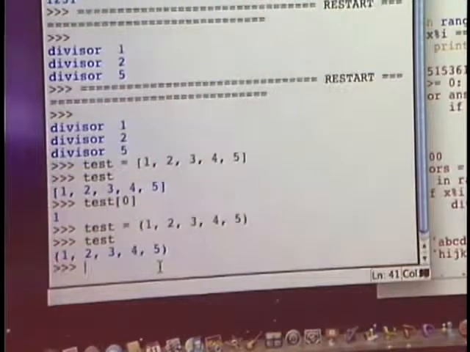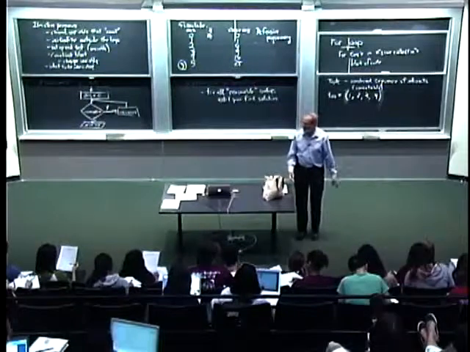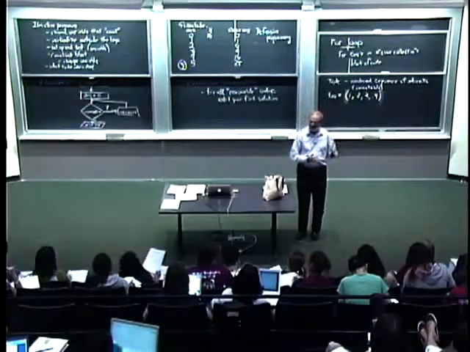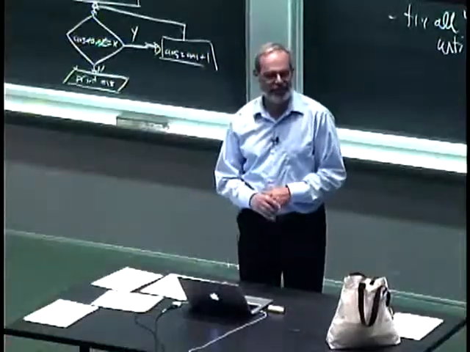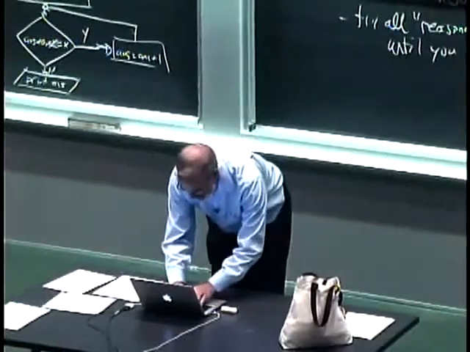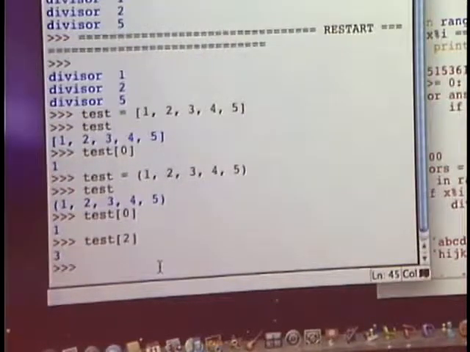Again, I can look at test. And if I want to get the element out, I still want square brackets. Now I can go back to this strange piece of history, which is we start counting at 0. The first element of this tuple is at position 0, or index 0. So I can get the 0th one out. If I do 2, I get the 3rd thing out because I go 0, 1, 2.